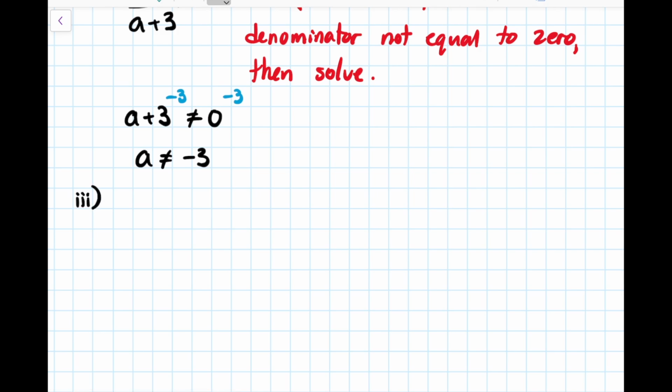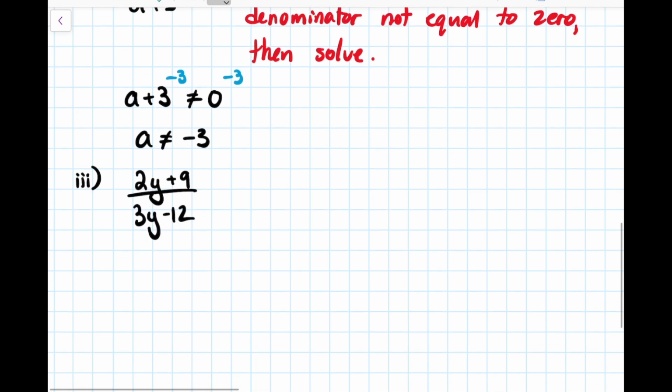All right. Let's just keep going. So 2y plus 9 over 3y minus 12. Again, we're just going to completely ignore that numerator, that 2y plus 9. I do not care about it in the slightest. So we're just going to take the 3y minus 12. We're going to say that can't be 0. And then we just solve, right? Opposite operations. Move things to the other side, isolate y, same as usual.